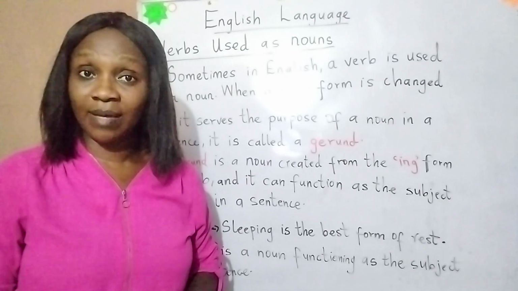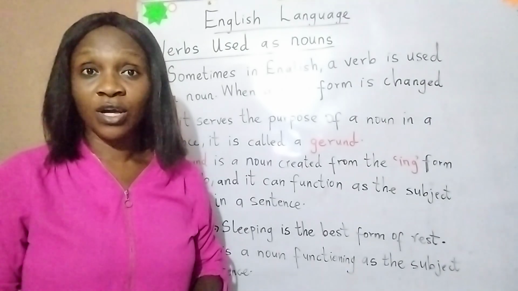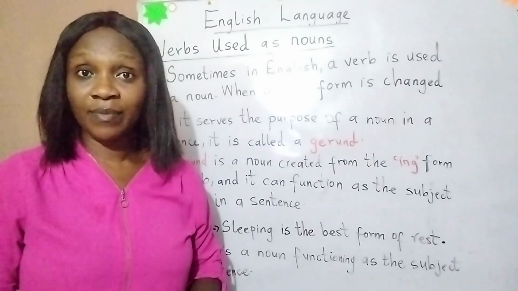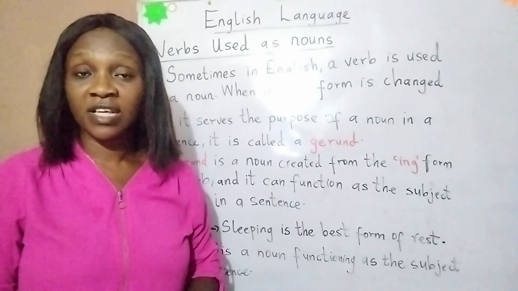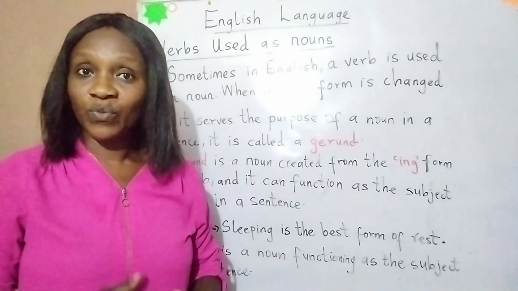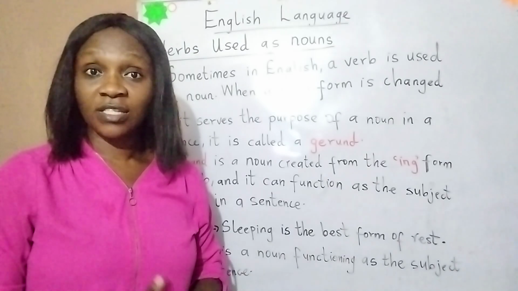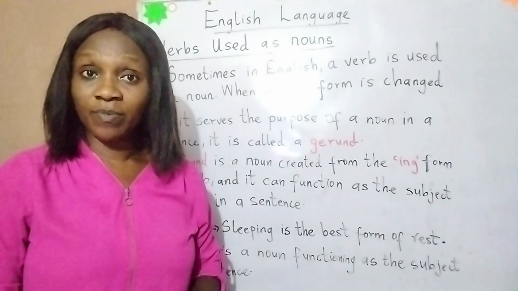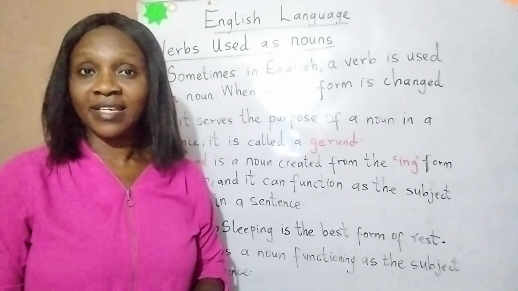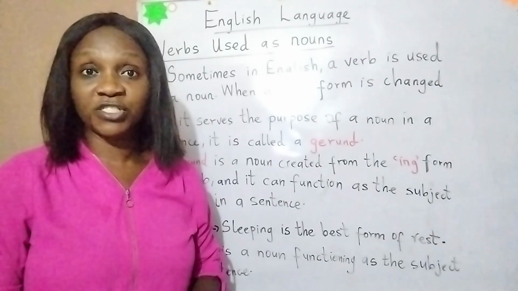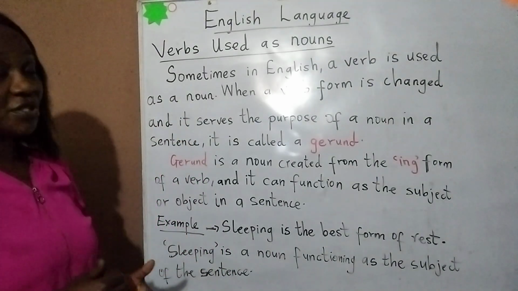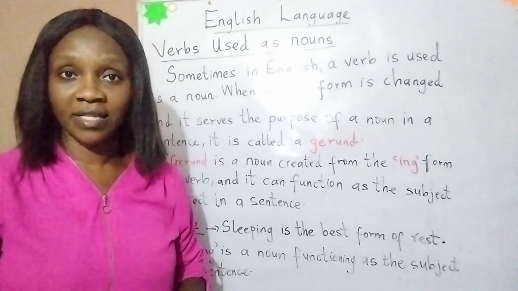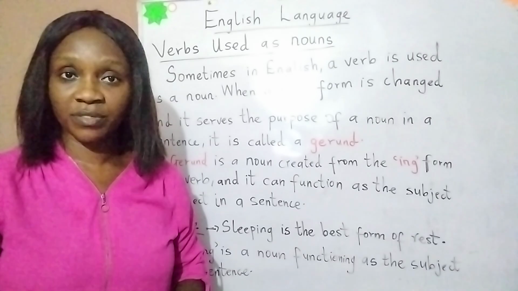Do you know that sometimes in the English language, a verb takes the form of a noun and performs the same function as a noun? And we know that nouns act as the subject or object in a sentence. So when a verb takes the form of a noun in a sentence, it is called a gerund.